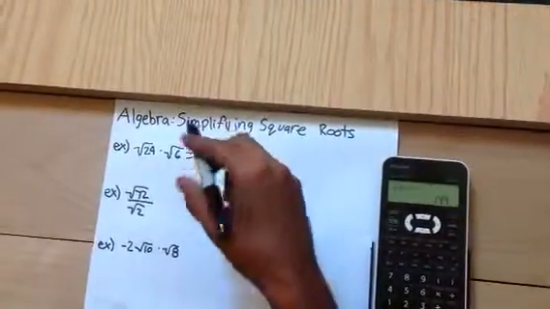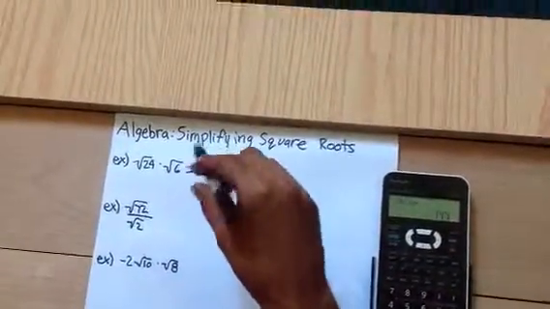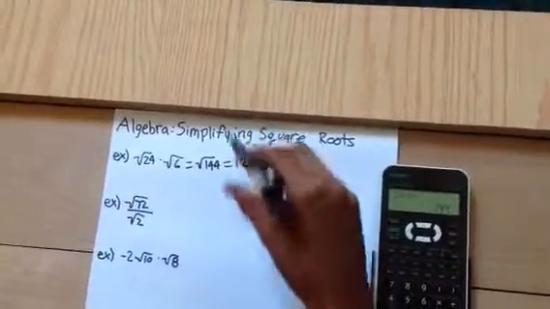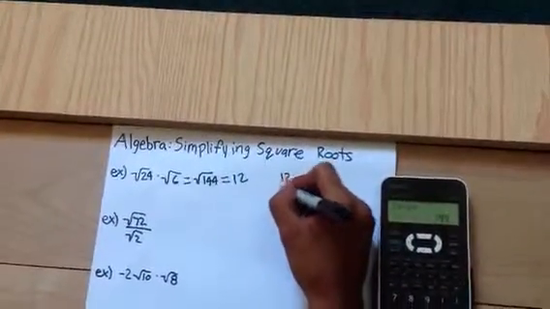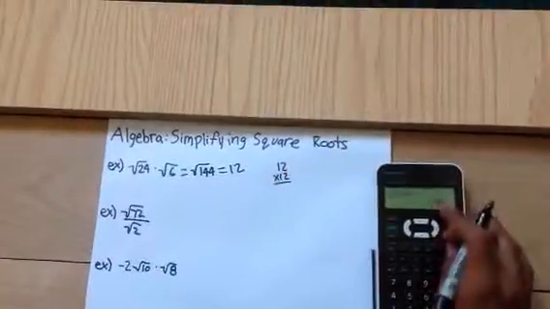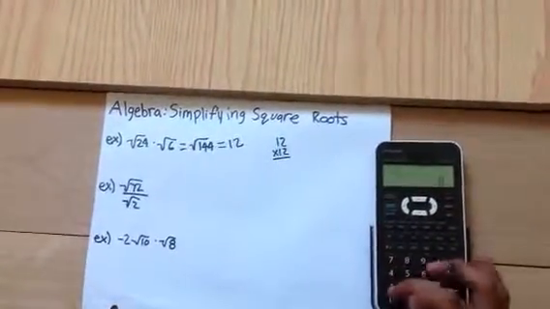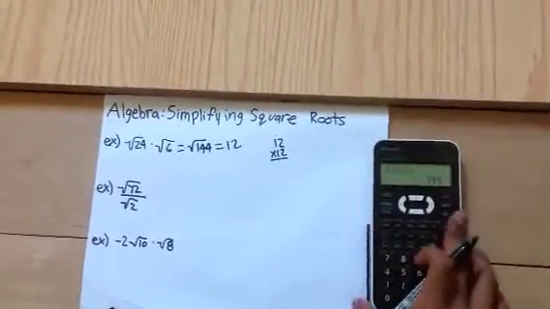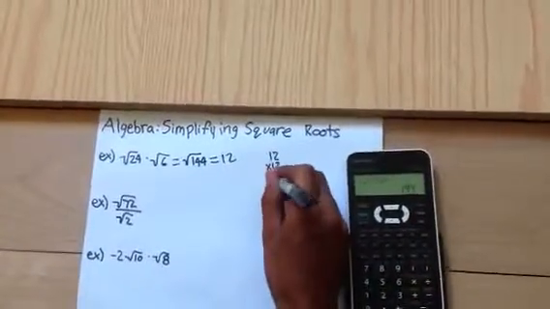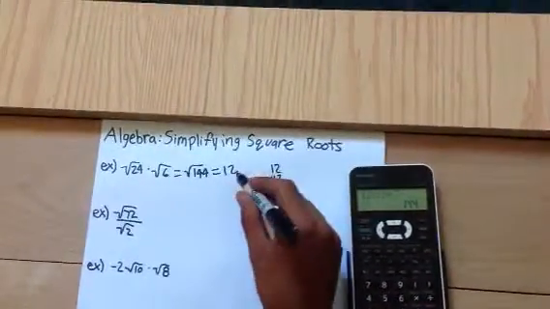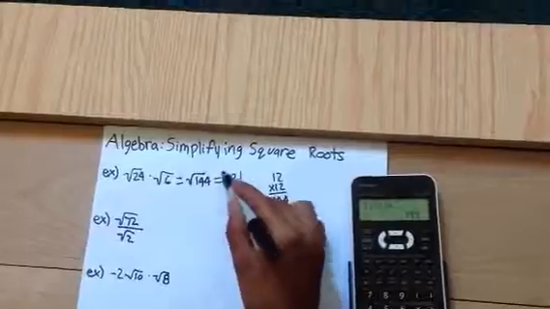Now since square root of 144 is a perfect square, you can check your answer by multiplying 12 times 12, which I know is 144. So as you can see, it is 144. So that means 12 is your answer.